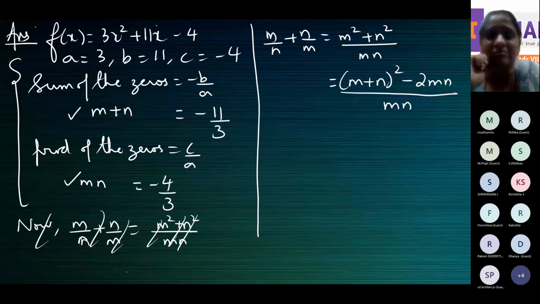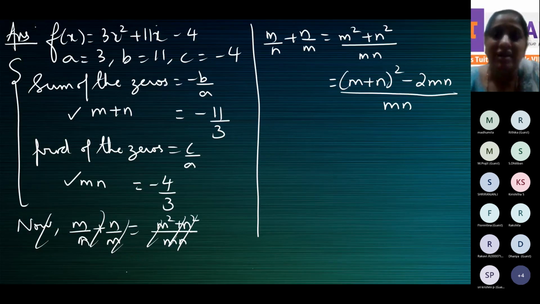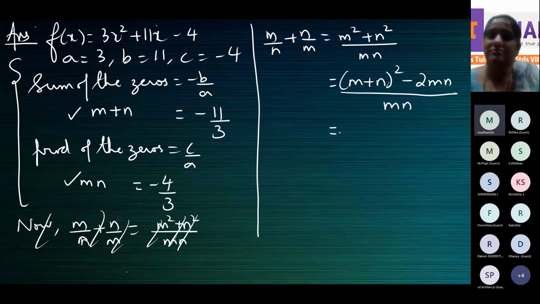So here the numerator is m squared plus n square. We don't know what to do with that. But you know m squared plus n square is (m plus n) the whole square minus 2mn. Now how is this useful? m plus n, you know the value. mn, you know the value. So we always write other expressions in terms of m plus n and mn. Is that clear, children? Yes, ma'am.